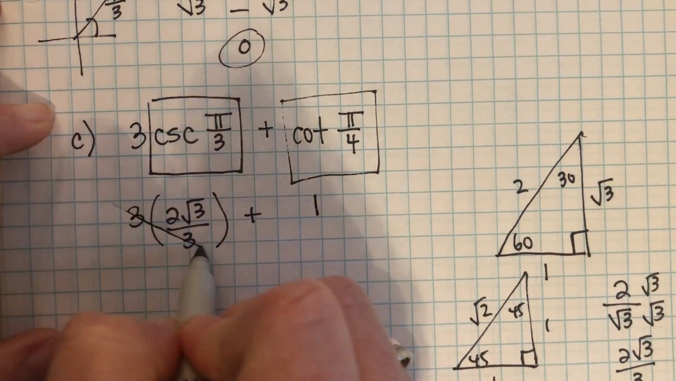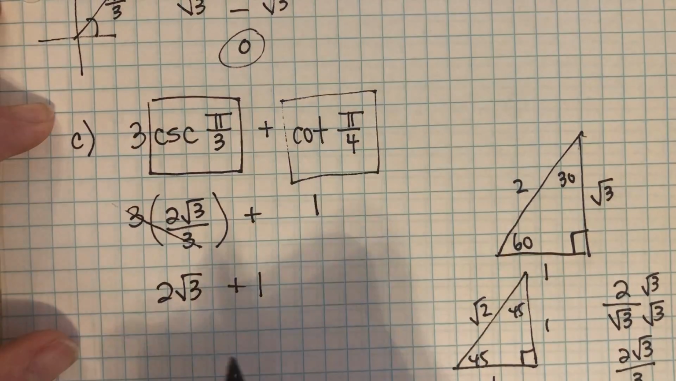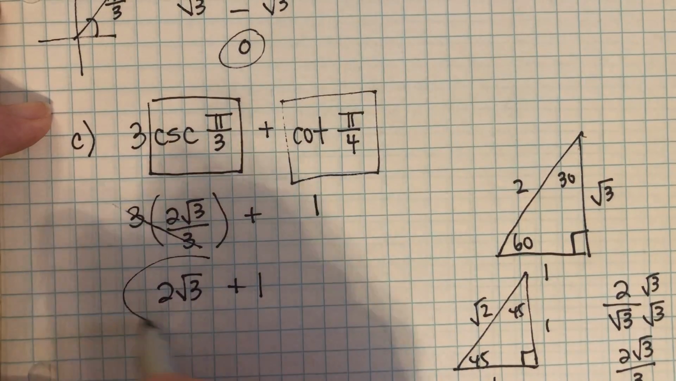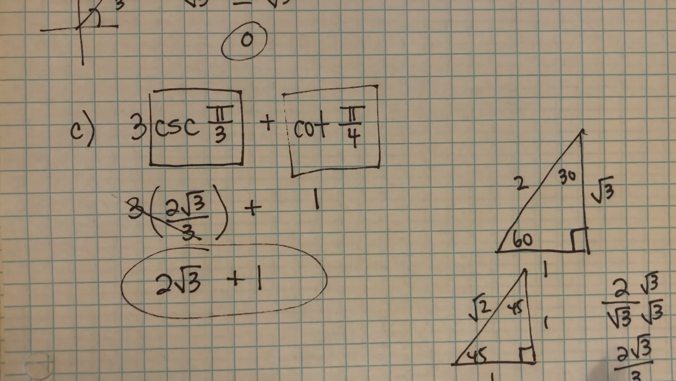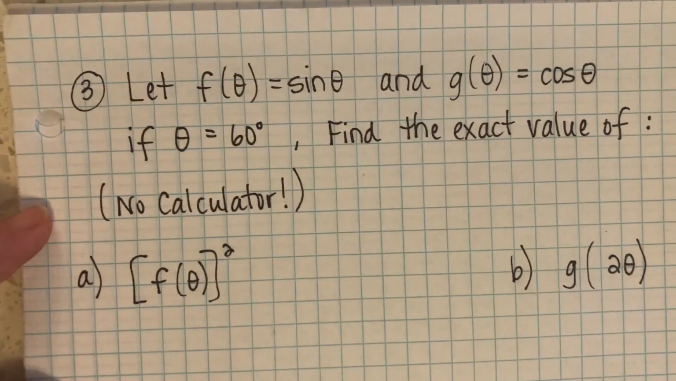All right, so then what do we get? These 3's cancel, and you're left with 2 root 3 plus 1. Except you can't really add them together, so you're done. And that expression is your answer. Okay? All right, keep going. What about these ones? Then they start giving them to you as like f of x.